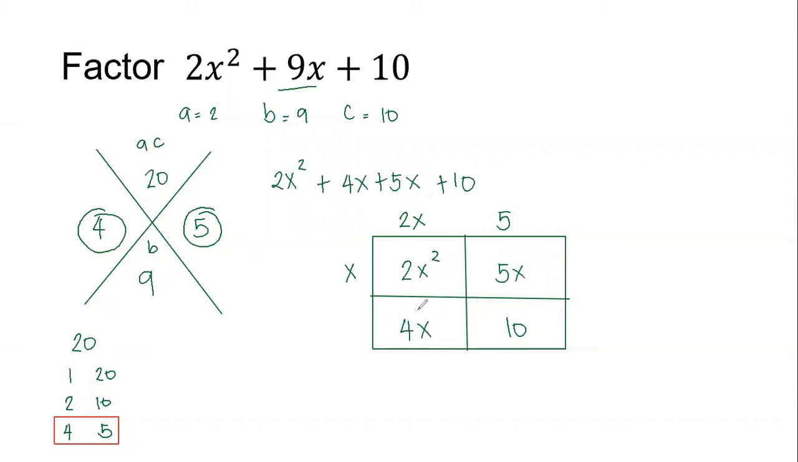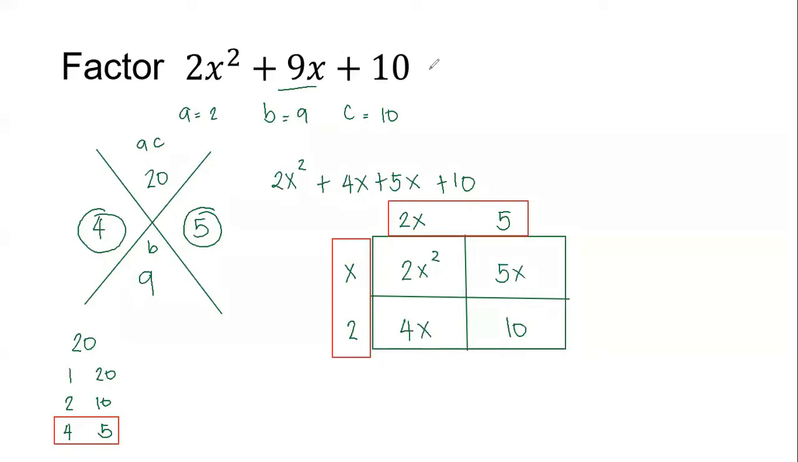Let's go to the next box here. We're going to align it vertically, so we get 2x. What should we multiply to 2x in order for us to get 4x? We can multiply 2x by 2 to get 4x. And to check if the constant is correct, we multiply 5 times 2, which is equal to 10. Now, with this, we can see that we already have the factors. This will be our factors, and this one will be the other factors.